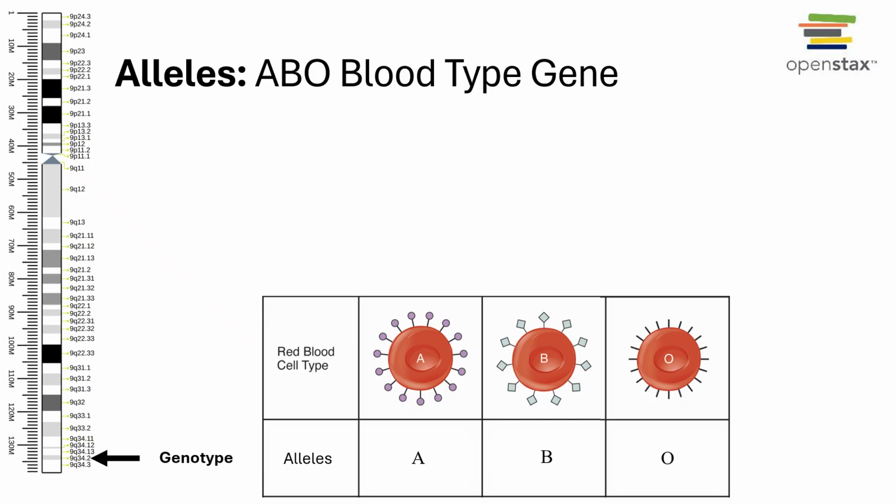A genotype is the specific combination of alleles that an individual has for a gene or set of genes. An allele is a variant form of a gene located at the same position or locus on a chromosome. For genes on autosomal chromosomes, humans inherit one allele from each parent. The gene that determines ABO blood type is located on chromosome number 9 in a specific locus named band number Q34.2. There are three different alleles for this blood type gene: A, B, and O.